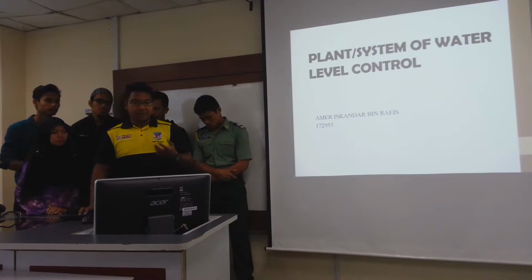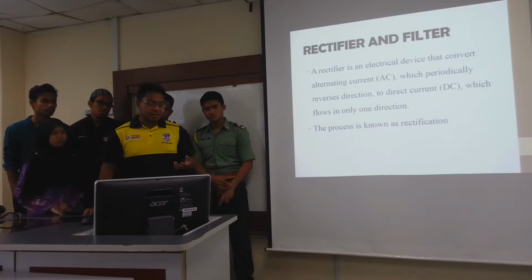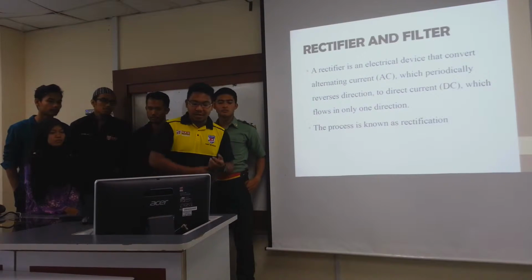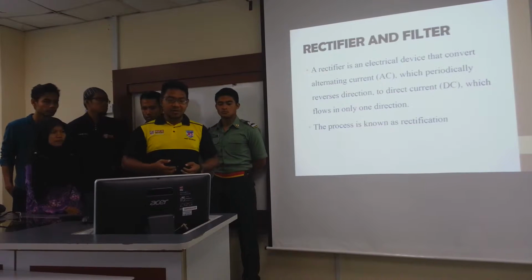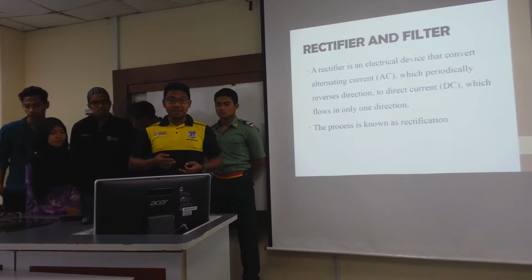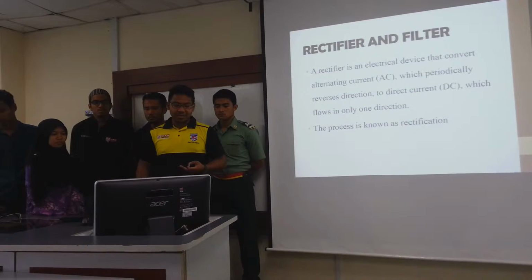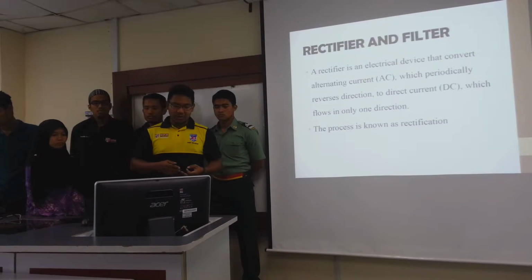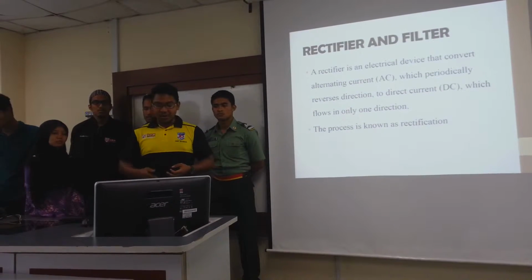So for the example of the plant for these resources is rectifier and filter. So let me explain what a rectifier and filter is first. The rectifier is an electrical device that converts alternating current, which periodically reverses direction, to direct current, which flows in only one direction. This is also known as rectification.